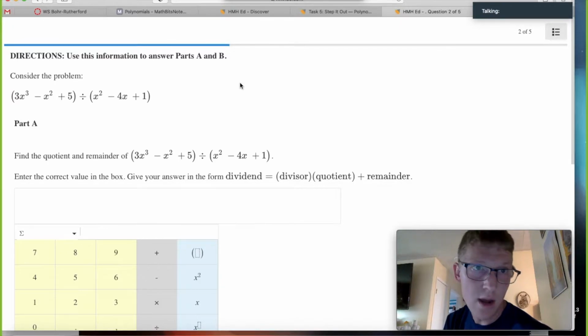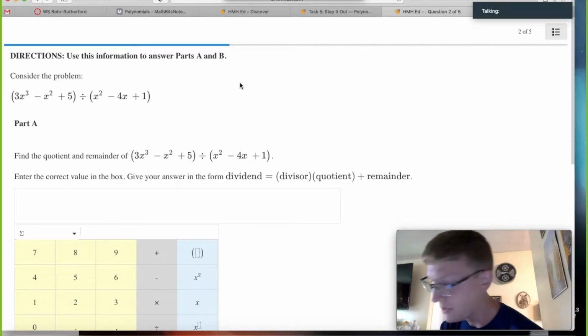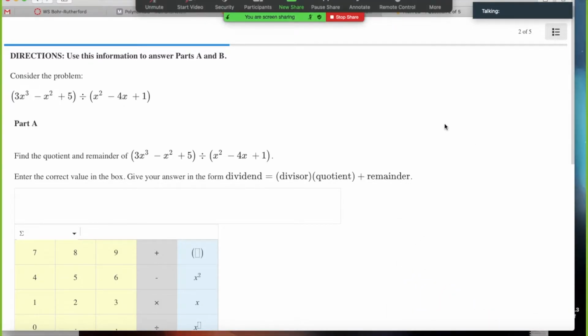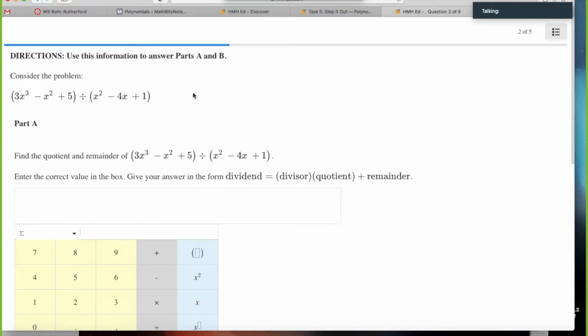All right, so now use this information to answer parts A and B. Find the quotient and remainder of that function. So first of all, we need more white space, more space to do math. So this is our standard divide problem. Because it's not a simple linear factor, you will need to do long division. I'm sure you can do it with synthetic, but I just don't know how. So we're going to set that up.